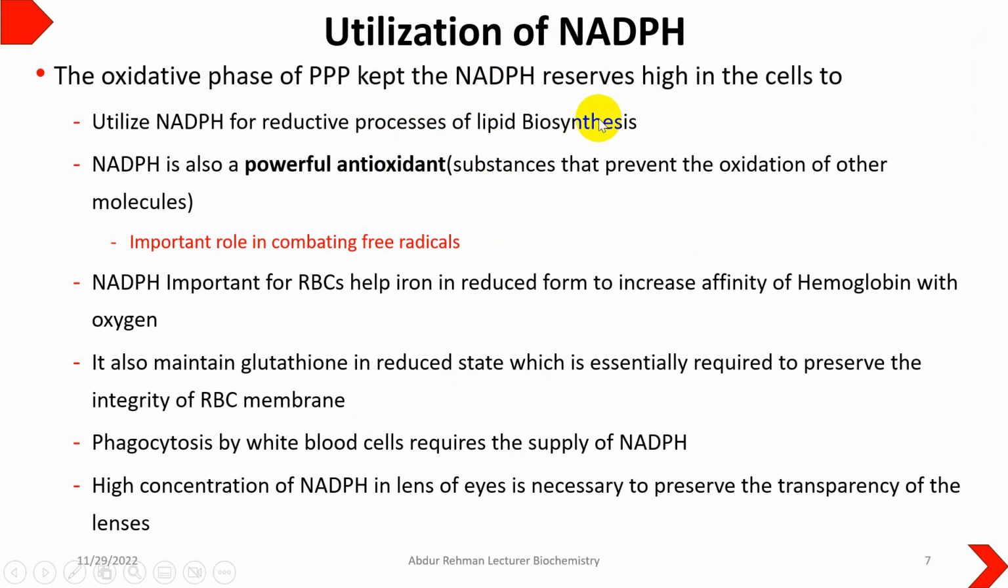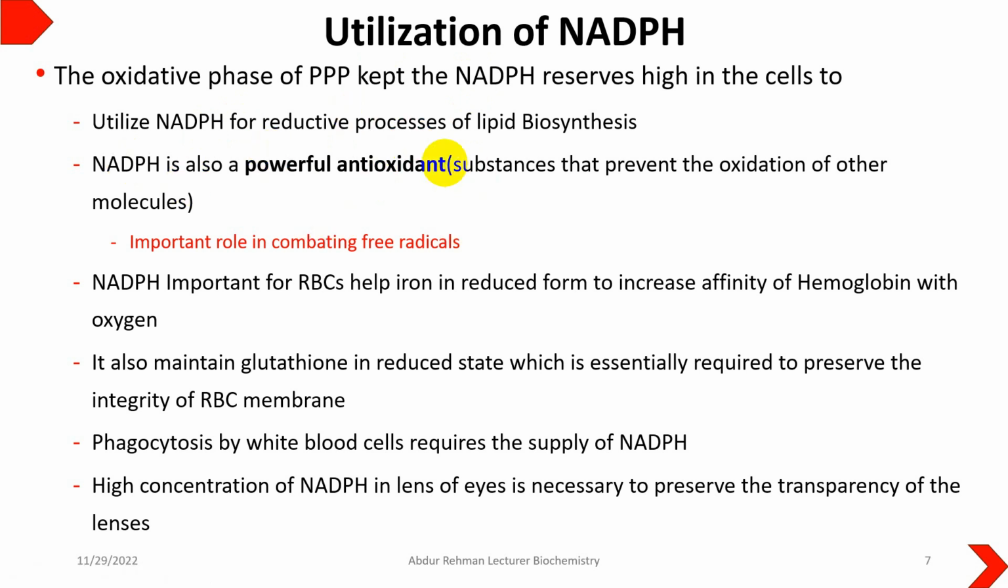Most of the cells in our body require a high amount of NADPH reserves, which come through the pentose phosphate pathway. The utilization of NADPH is for reductive purposes, and most of these reductive processes are for lipid biosynthesis. Most of the hormones in our bodies are steroid in nature. Importantly, the fertility hormones are lipids or steroids in nature. For that production, NADPH has an important role, and NADPH also has a very powerful antioxidant role.